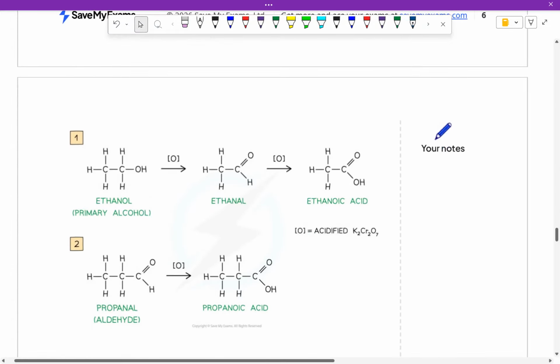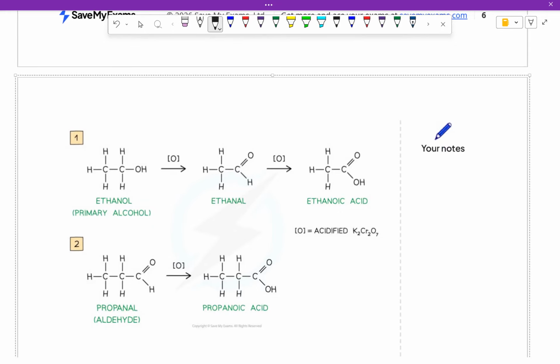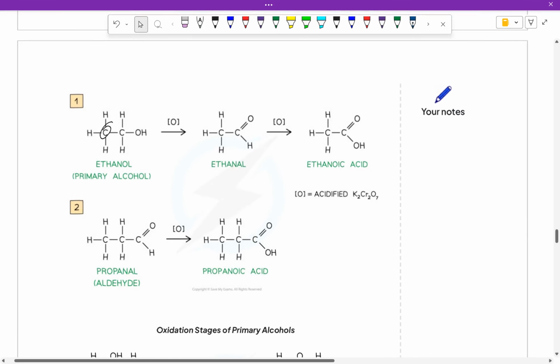So, for example, let me see if there is an example. Yep, so we do. This is the first primary part. We start with a primary alcohol. It's primary because the carbon that the hydroxide has been attached to only has one carbon attached. So in this case, it has been oxidized first.